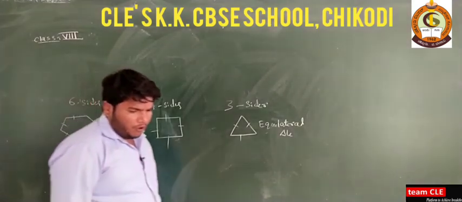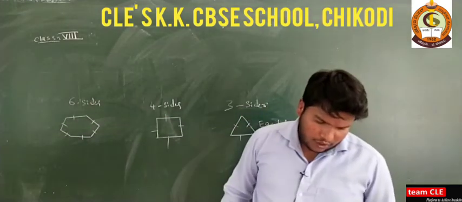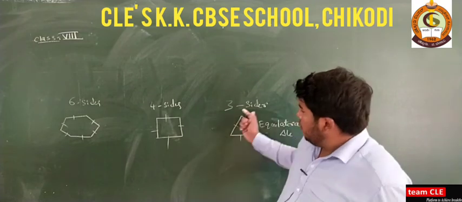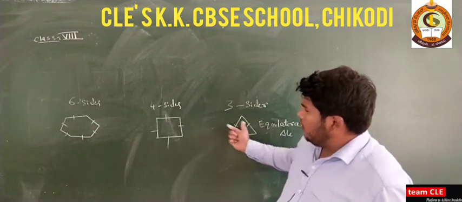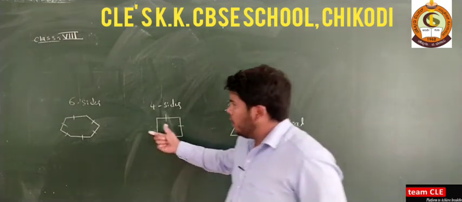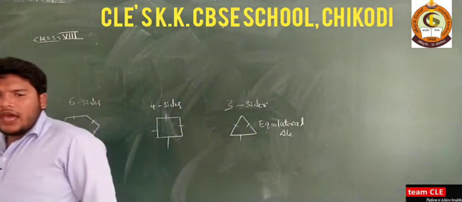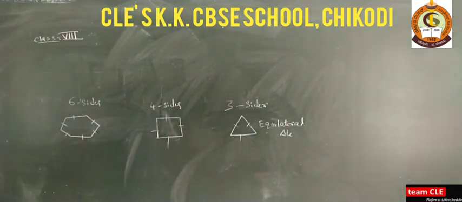So the question asks to state the name of the regular polygon. For 3 sides it is an equilateral triangle, for 4 sides it is a square, and for 6 sides it is a hexagon. Dear students, please pause the video to note down these 2 problems.